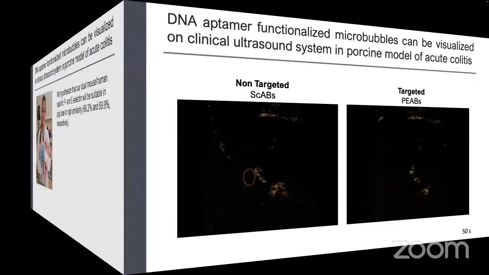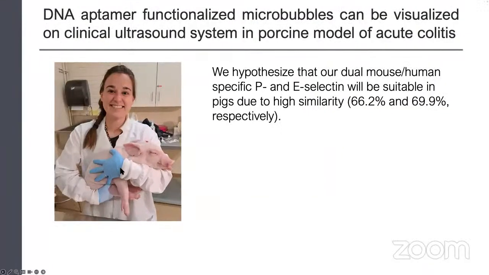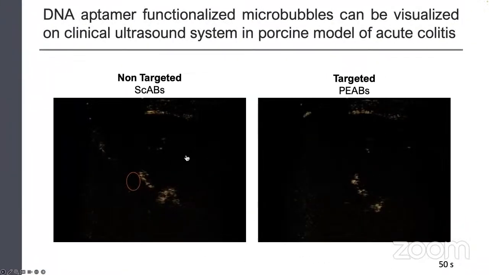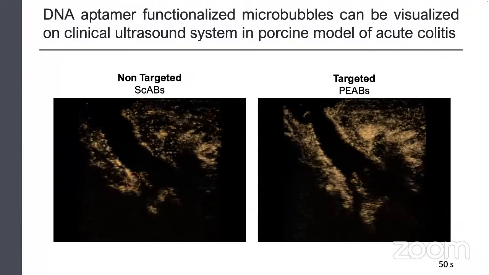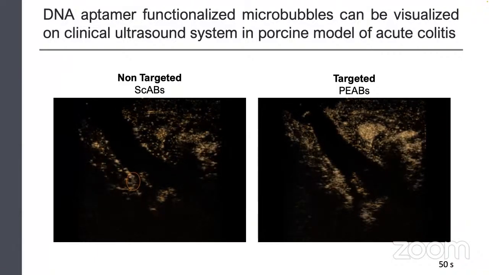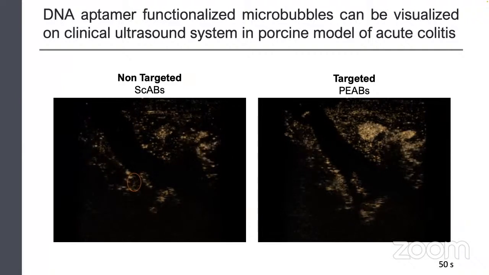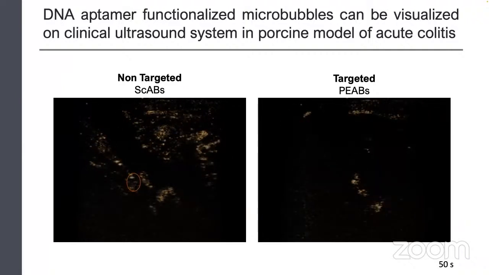So I'm sorry, this is my student Una here, and she was so excited to be working with pigs, as you can tell. But what you're looking at here, these are our pigs that we induced acute inflammation in their bowel. And this is our non-targeted control microbubbles, and this is our targeted bubbles. You see we got a beautiful increase in contrast that dissipated quite quickly.